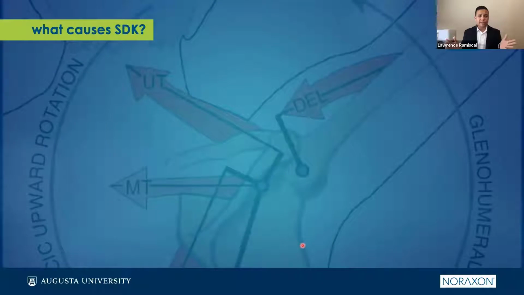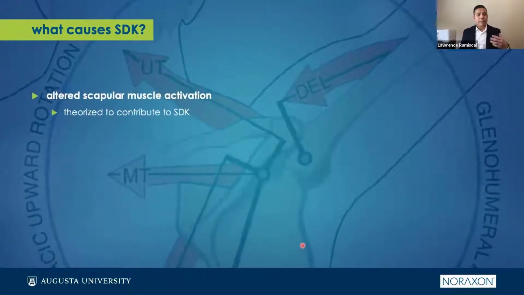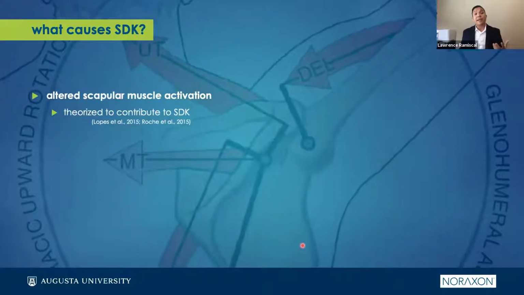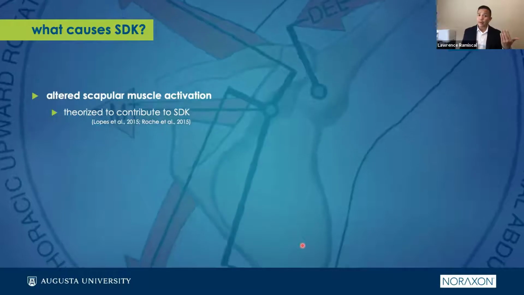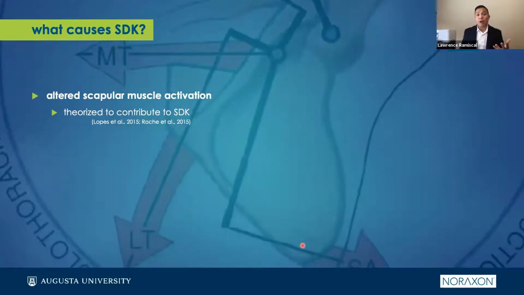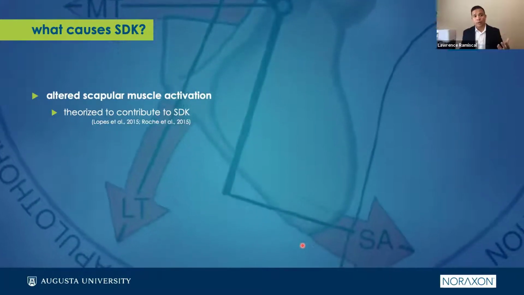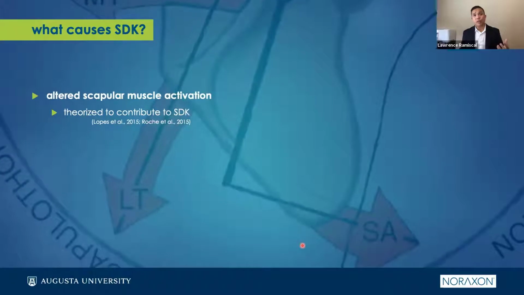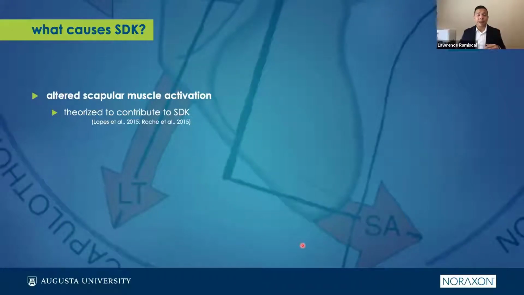Now, what causes scapular dyskinesis? It has been hypothesized that it is based on altered scapular muscle activation, because we mentioned in the last slide that the movements are the responsibility of the muscles. So if it is altered, more than likely this would be the case when it comes to the abnormality of the movement that we presume is happening on the scapula when we see one.